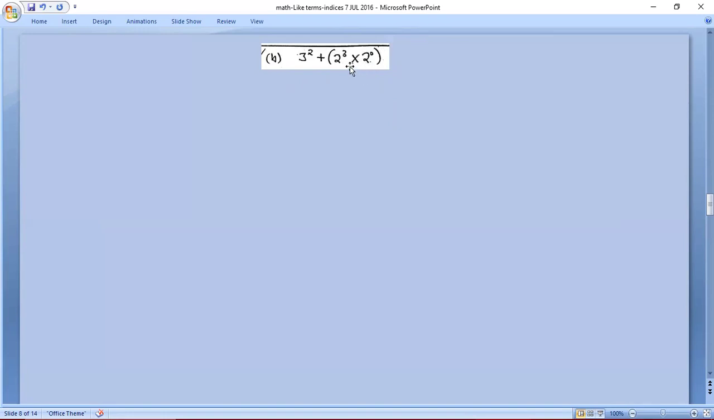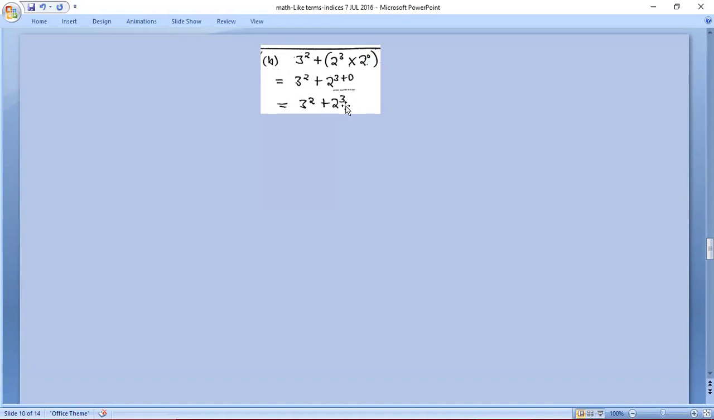When we are multiplying, for you to apply the laws of indices, the bases should be the same. So all the bases there are 2 and 2. So the powers should be added when you're multiplying. If it's division, you subtract the powers. But here it's multiplication, so we're going to add the powers. So 2 to the power 3 plus 0. 3 plus 0 is just 3. So we have this now. We've reached this stage. 3 to the power 2 plus 2 cubed.